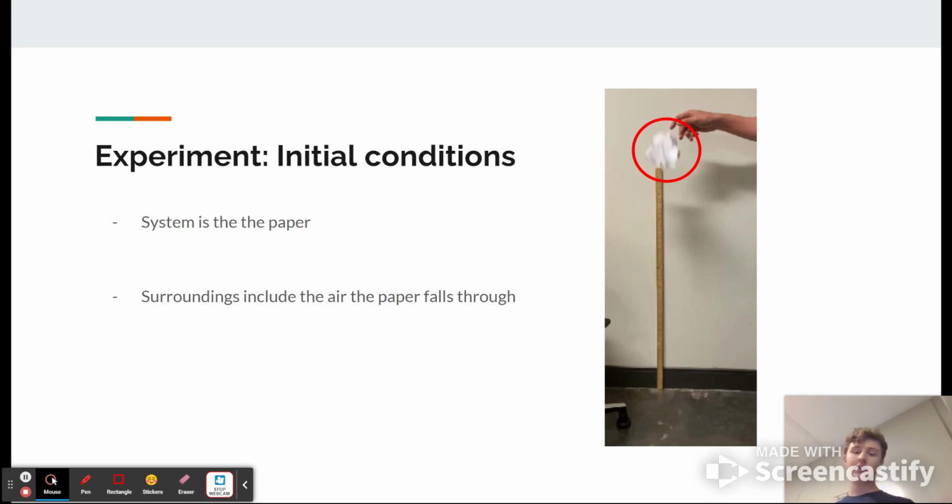So for my experiment, my initial conditions: I dropped a crumpled up piece of paper, so it had more drag than a rock, as the lab instructions said. The system, in this case, is the paper. The surroundings include the air that the paper is falling through, and not really much else, because not much affects the paper during the experiment.